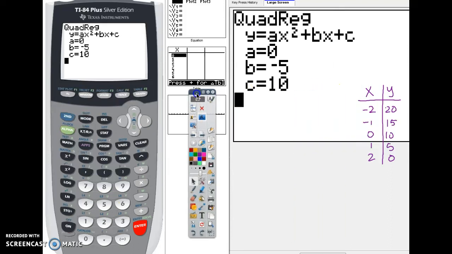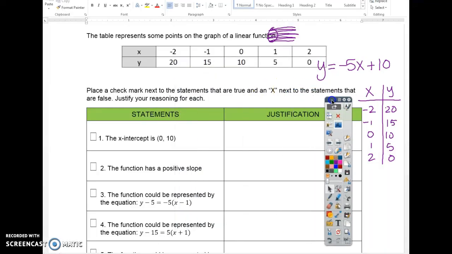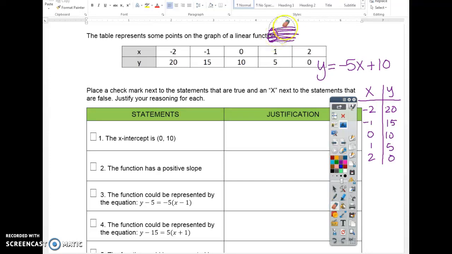And it gives you the equation, and this is how you can tell that it's a linear, because the a is 0. So that means if I put a 0 here, the 0 cancels the x squared. So I don't have an x squared anymore. This is a linear equation. So let's write that down. The equation is y equals -5x plus 10. Write it on your paper. Y equals -5x plus 10.